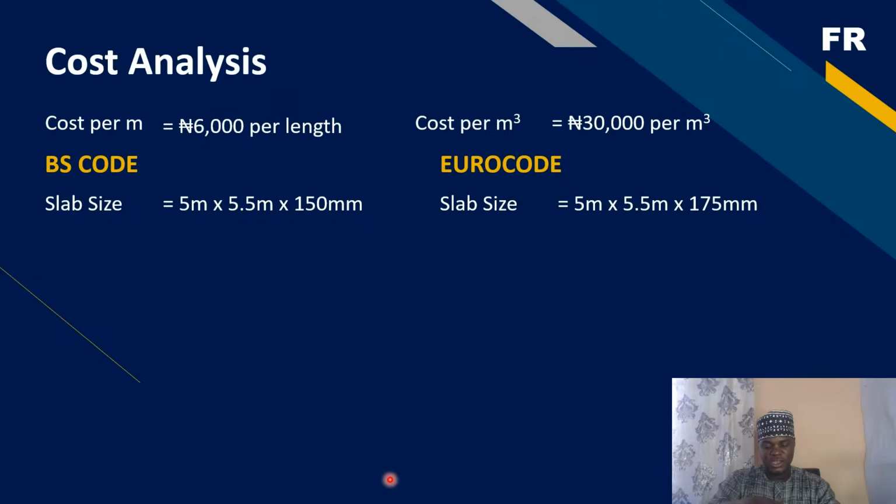For the slab size according to the Eurocode, we have 5 meters by 5.5 by 175. I hope this is clear. So if you have any question, you can drop it in the comments. So the next thing, after we've established the sizes, you can see that the thickness is what differs. Here we have a thickness of 150, here we have a thickness of 175.